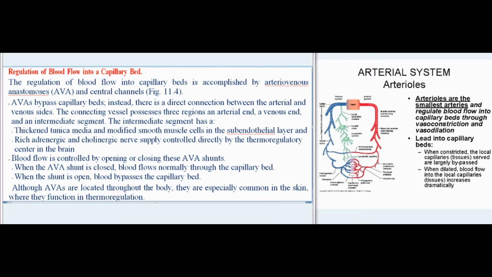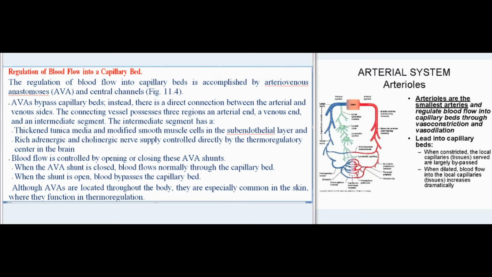Regulation of blood flow into a capillary bed. The regulation of blood flow into capillary beds is accomplished by arteriovenous anastomoses, AVA, and central channels, Fig 11.4. AVAs bypass capillary beds. Instead, there is a direct connection between the arterial and venous sides. The connecting vessel possesses three regions: an arterial end, a venous end, and an intermediate segment. The intermediate segment has a thickened tunica media and modified smooth muscle cells in the subendothelial layer and rich adrenergic and cholinergic nerve supply controlled directly by the thermoregulatory center in the brain. Blood flow is controlled by opening or closing these AVA shunts.